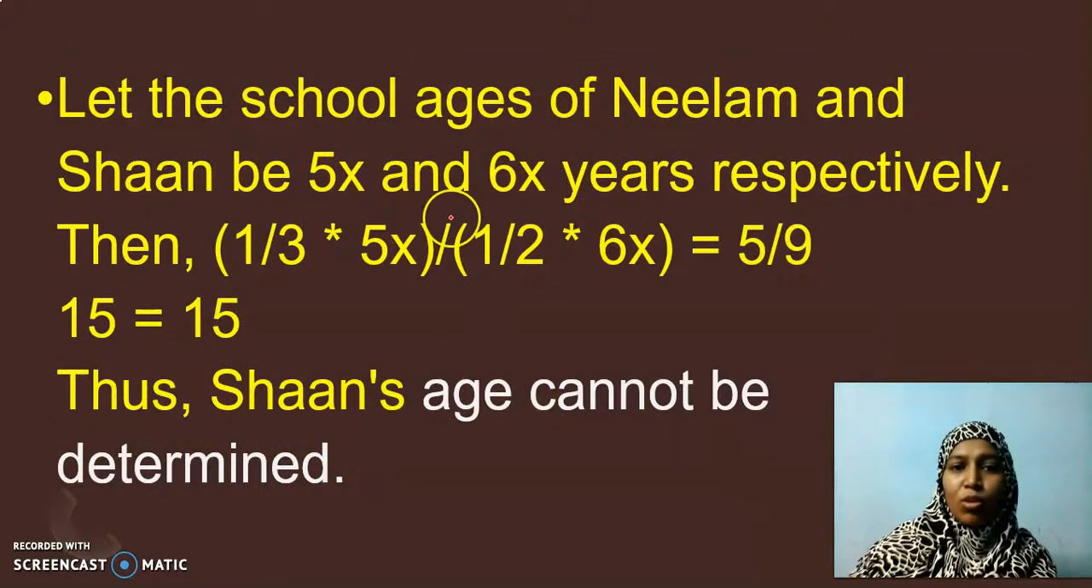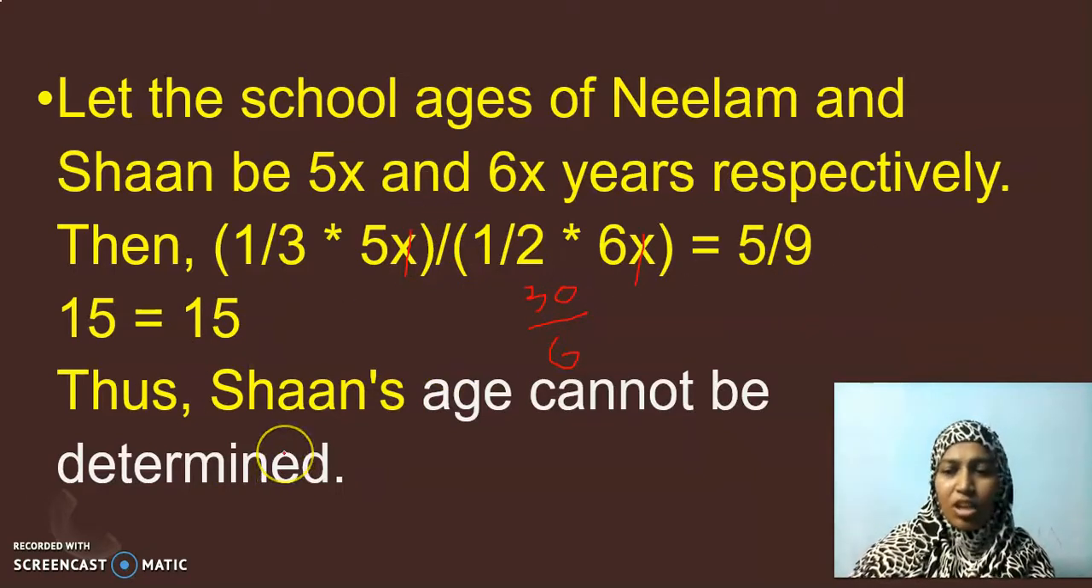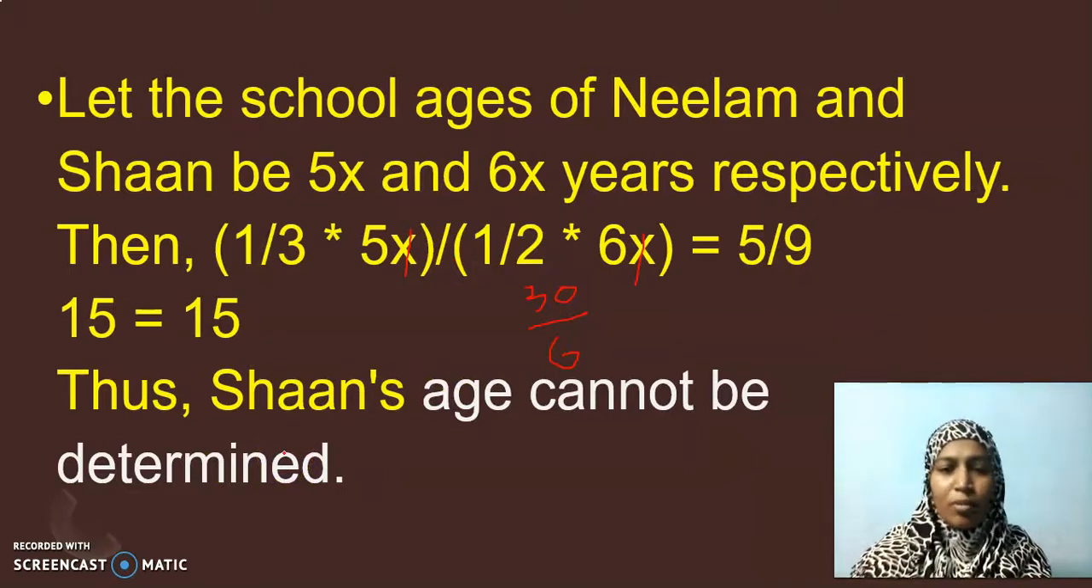See here, this is what we wrote, divided by 5/9. And the 2s cancelled. See, the 6 cancels, isn't it? Then 5 sixes are 30, 30/6. You will get 15 here, and here also 15. Cross multiply. This age cannot be determined, since x gets cancelled, so we cannot determine it.